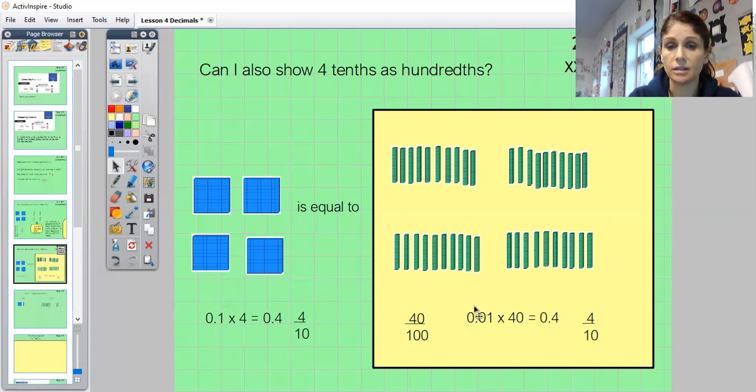Okay, so 0.01, that's a hundredth. If we multiply it by 40, we've got 40 hundredths, haven't we? But that's the same as 4/10.